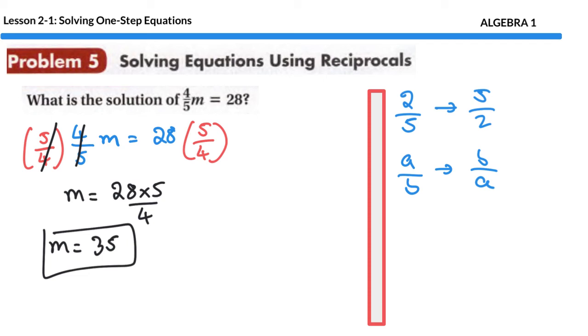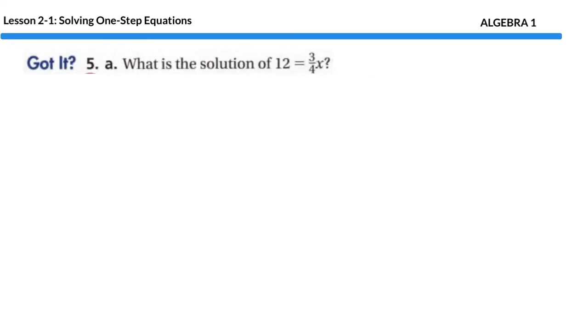Let's see whether you got it or not. So what is the solution of 12 is equal to 3 over 4 times x? Is the variable multiplied by a fraction? Yes. And how do we remove a fraction if it's a coefficient multiplied by a variable? We remove it by its reciprocal. So let's do that.